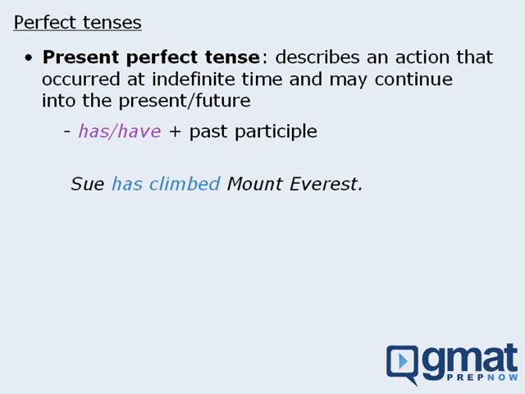Consider this sentence: Sue has climbed Mount Everest. In this sentence, it is unclear when Sue climbed Mount Everest, and it's unclear how many times she climbed it. She may have climbed it once, twice, or dozens of times. We don't know. All we know is that this event happened at least once. More importantly, there is no reason to believe that the action will not continue into the future.